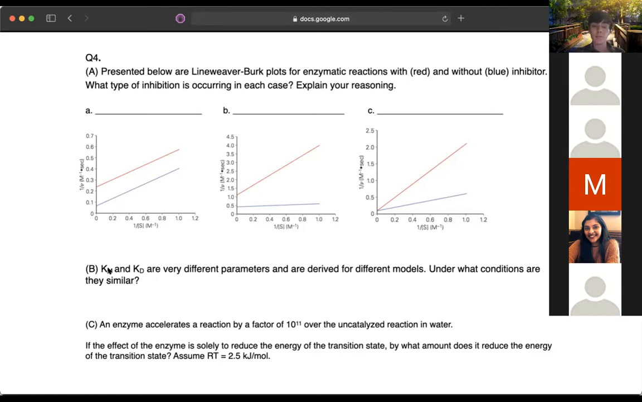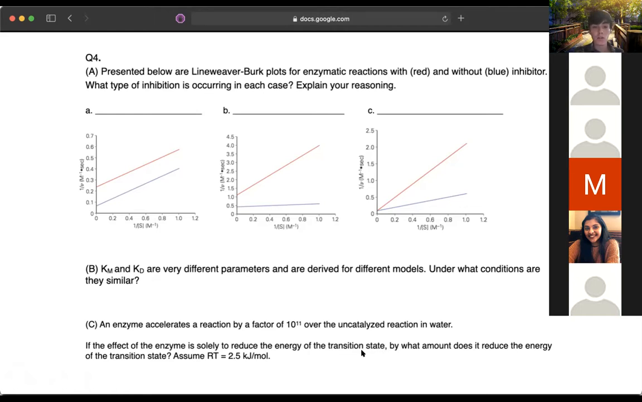So if you look at that and then compare it to the actual equation that you would use for the dissociation constant, that would be K-1 over K1. And you can see by playing with the actual reaction rate, you can make the equations appear to be very similar. And then for the next question, it asks about an enzyme accelerating a reaction by a factor of 10 to the 11. And it tells you that the effect of the enzyme is solely due to the change in energy of the transition state.